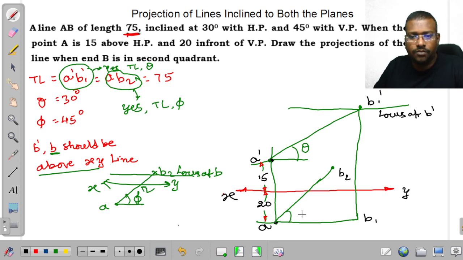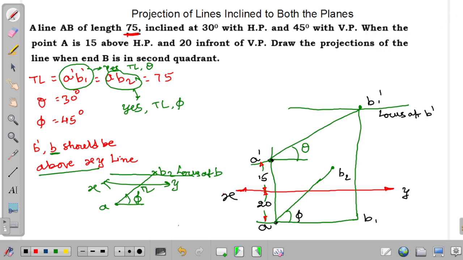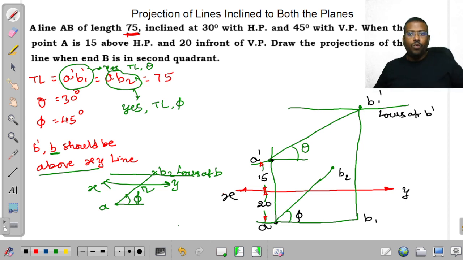Sir, once you get B2, then what do I need to do, my dear friends? We have to draw the locus of B. Then what we have to do? Then we have to draw the projector. So we'll try to do that.